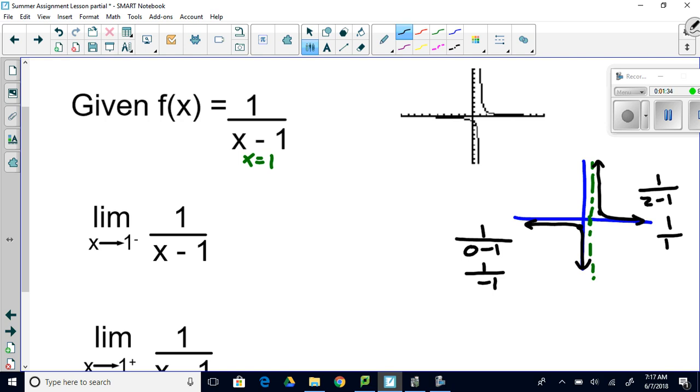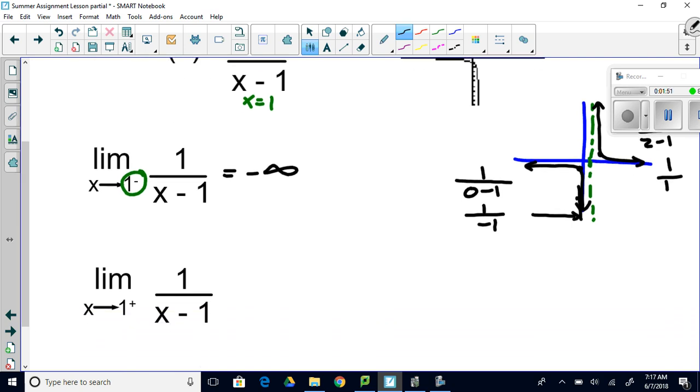So then I can answer my questions. The limit as x approaches 1 from the negative direction. So if I'm coming at that from the negative direction, my graph is going down to negative infinity. If I'm doing x from the positive direction, my graph is going up to positive infinity.